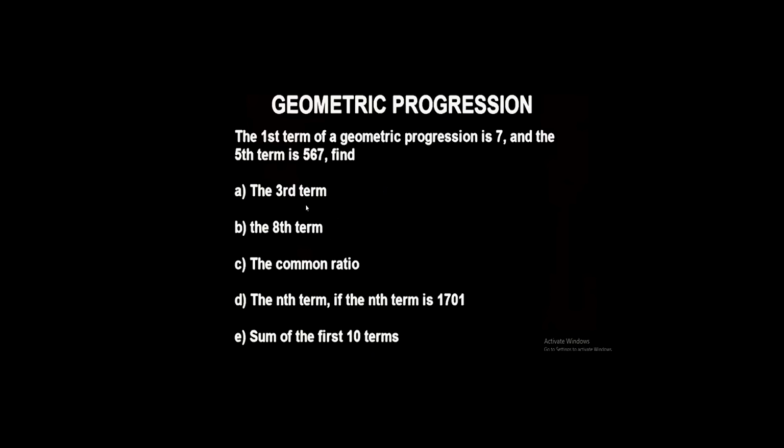So these are the questions we're going to practice with. After solving these questions with you, you will be in a better position to tackle most problems you meet involving geometric progression. So before we get the calculator, let's look at the questions. The question says the first term of a geometric progression is 7 and the fifth term is 567. Find the third term, the eighth term, the common ratio, the nth term if the nth term is 1701, and lastly the sum of the first 10 terms.